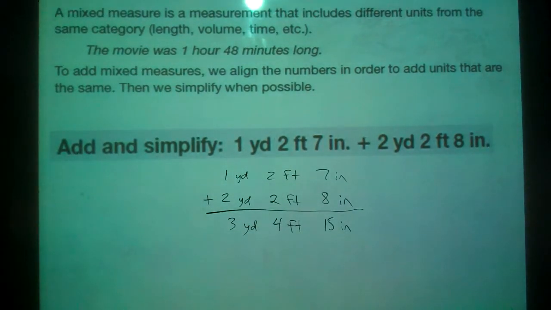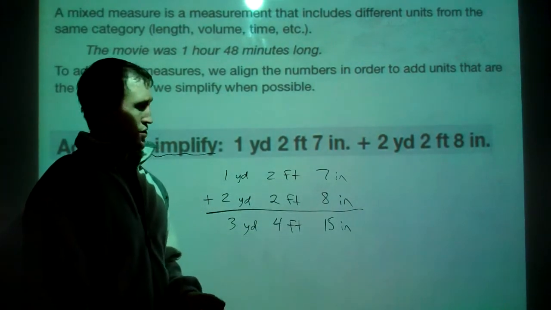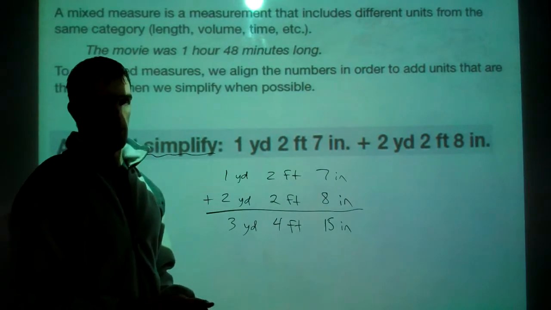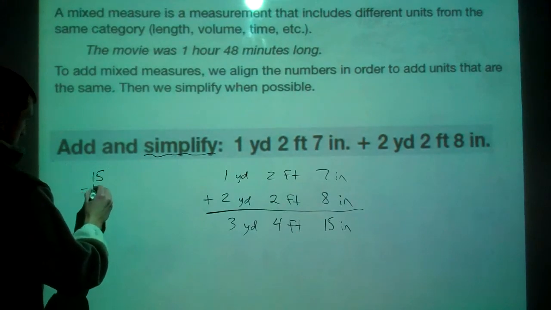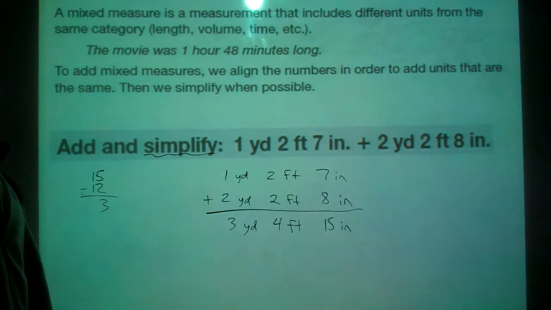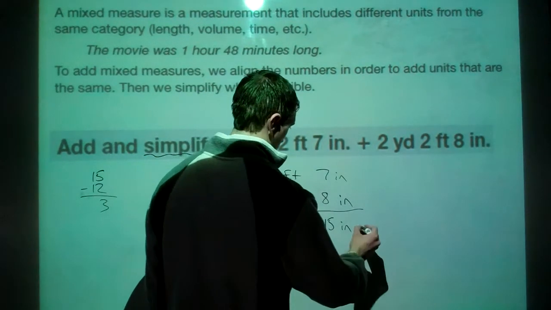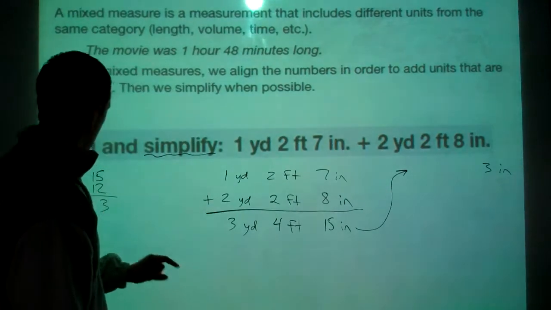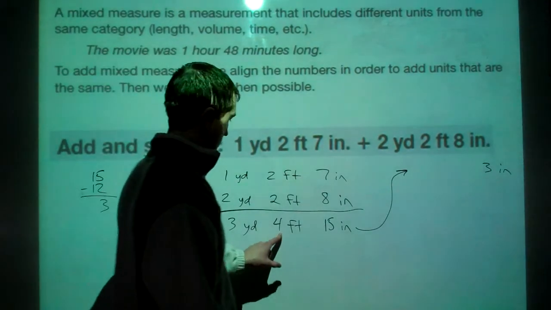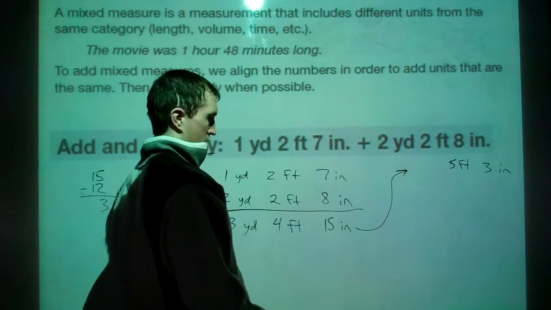Okay? Now this isn't our final answer though, because we can simplify this even further, because this is over 1 foot long. So we got to remember that there are 12 inches in 1 foot. So that means we have 15 minus 12, 1 foot, 3 inches. So this turns into 3 inches. Here, let's bring it up here. We have 3 inches. And then we take that 1 foot, that 12 inches, and we add it to this. Now we have 5 feet. And then 3 yards still, right there.